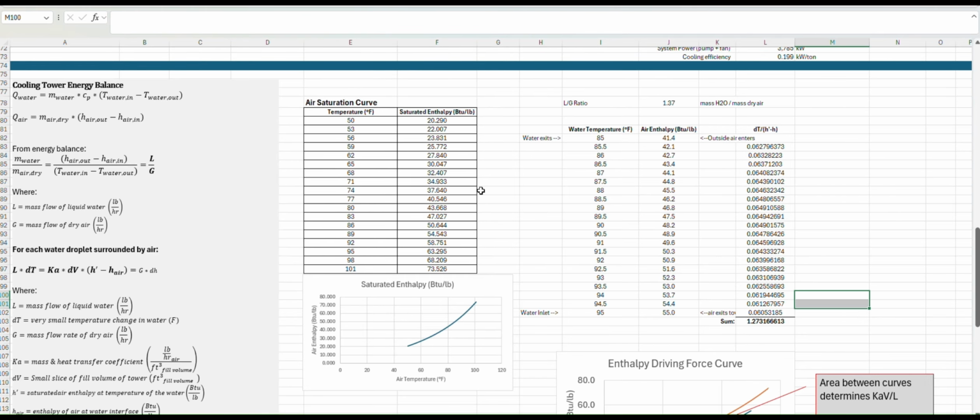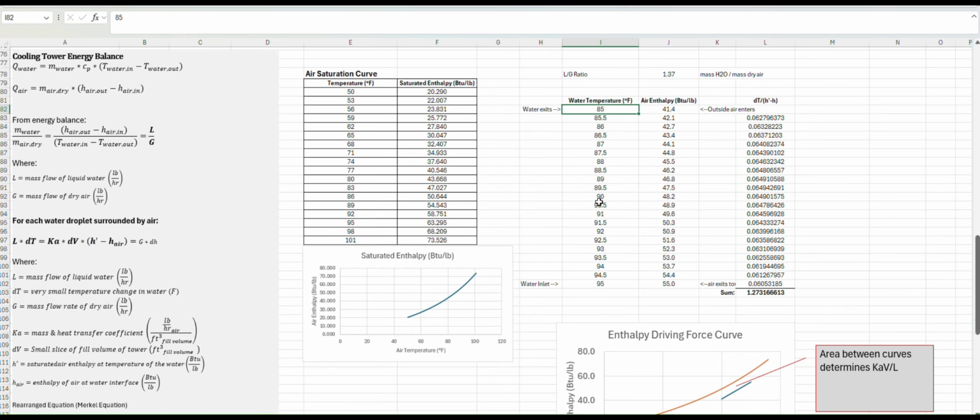The next thing that we should do, so I guess real quick, why do we care about this saturation curve? Because that's what this H prime number is from our Merkel equation. H prime is all of these enthalpies on this saturation curve at these temperatures, and these would be the temperature of the water that the air is touching, if we're talking about H prime here. So let's go back to our made-up cooling tower example, and we'll look at some of the design parameters and then see where these values are coming from.